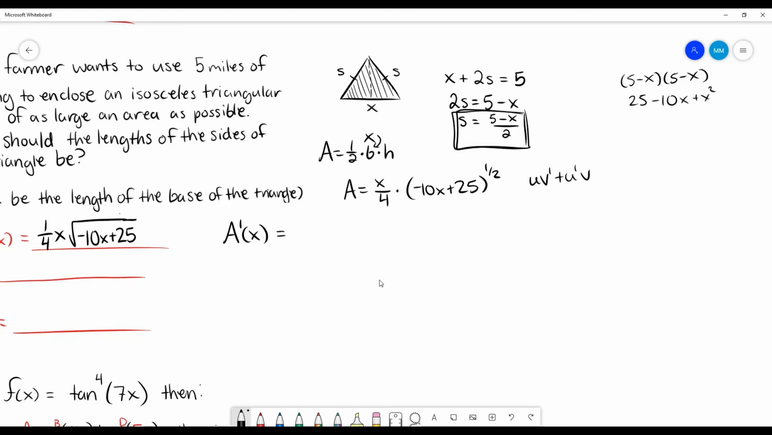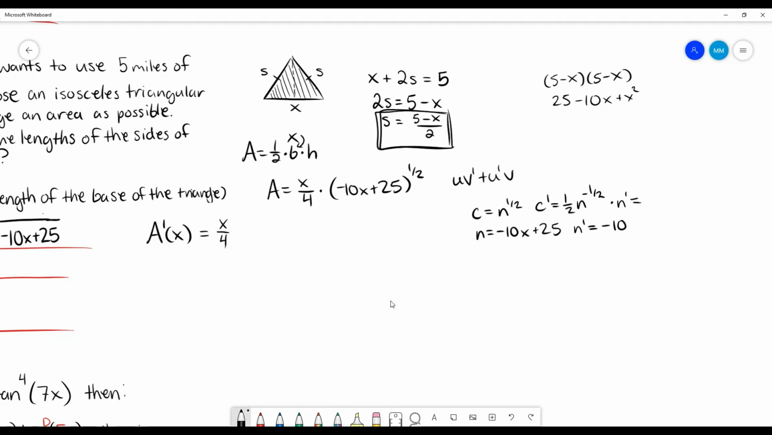So I take our first value, which is x over 4, times the derivative of our second value. Well, I've got chain rule that I need to apply here. So let's say that c equals n to the 1/2, where n equals our inside. The derivative of our outside is going to be like this. Oops, forgot to multiply by the derivative of the inside. That's going to be like that. And so that is going to be -10 times 1/2, which is -5. Okay, so that's what that's going to be.